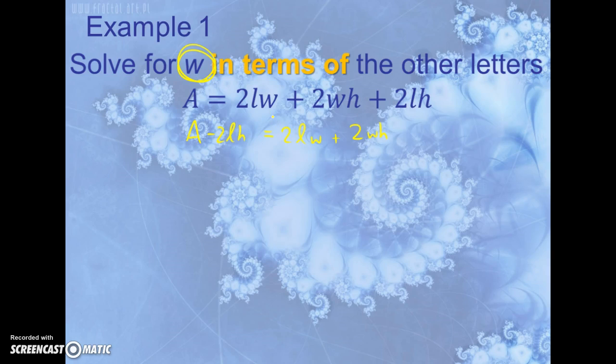This is the hardest move of the whole problem. I'm going to factor a W out. Factoring the W out is going to allow my two W statements to just be a single W statement. It's kind of a sneaky move. And now I'm going to divide by these things that aren't W to find out that my W alone is going to equal A minus 2LH over 2L plus 2H. That's doggone ugly, but that's my answer. They wanted W all by itself, and I've delivered.